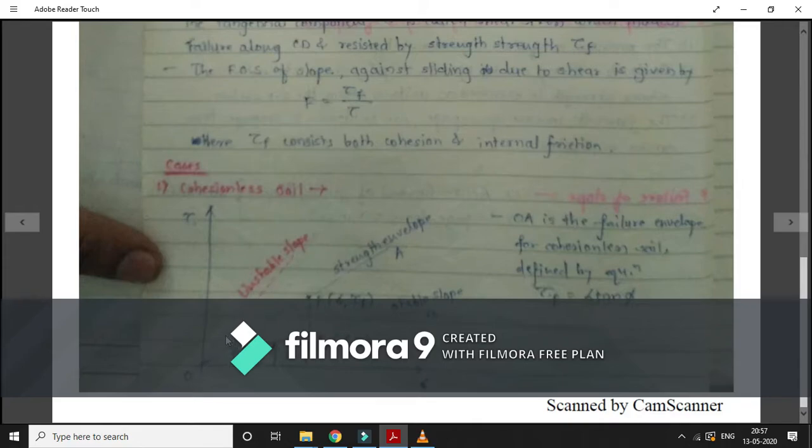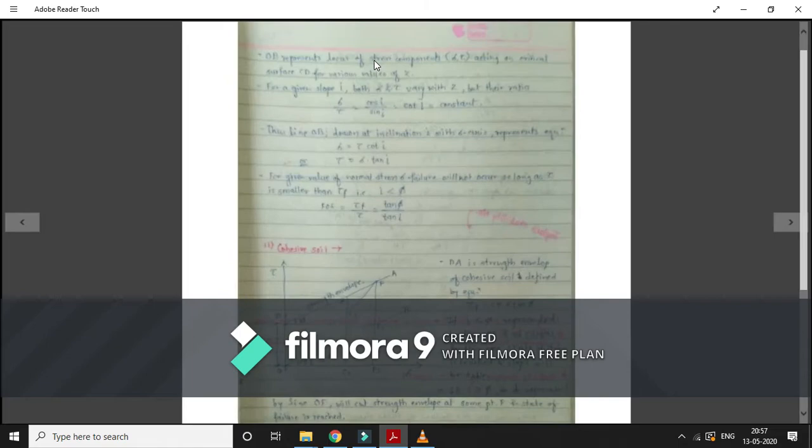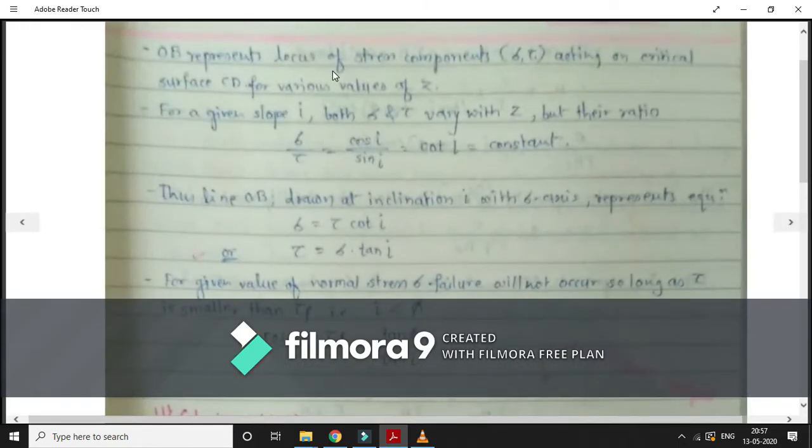Whenever the slope angle i is greater than the phi value, it becomes unstable. Here you can see OA is the failure envelope for the cohesionless soil defined by the equation tau F is equal to sigma tan phi. Here c plus sigma tan phi, with c value 0, so we get tau F equal to sigma tan phi. OB represents the locus of the stress components sigma and tau acting on the critical surface CD for various values of Z.